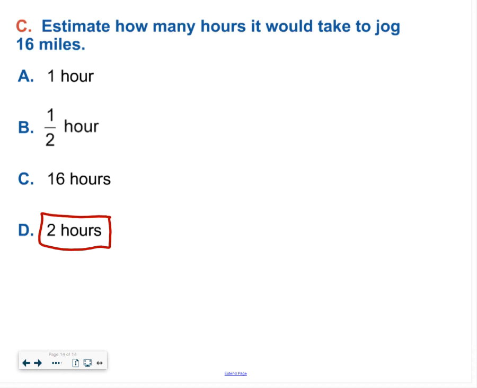But if not, if you have any questions on anything in this lesson, be sure to ask either myself, a friend, email me, come see me in the morning before school. Just make sure you understand this.